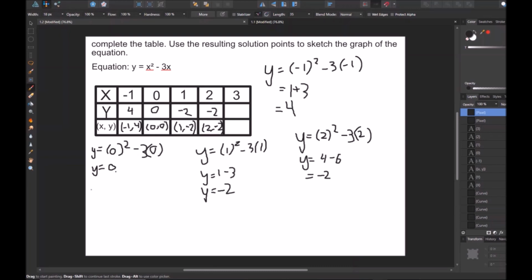So then for 3 here, for the very last x value, y equals 3 squared minus 3 times 3.